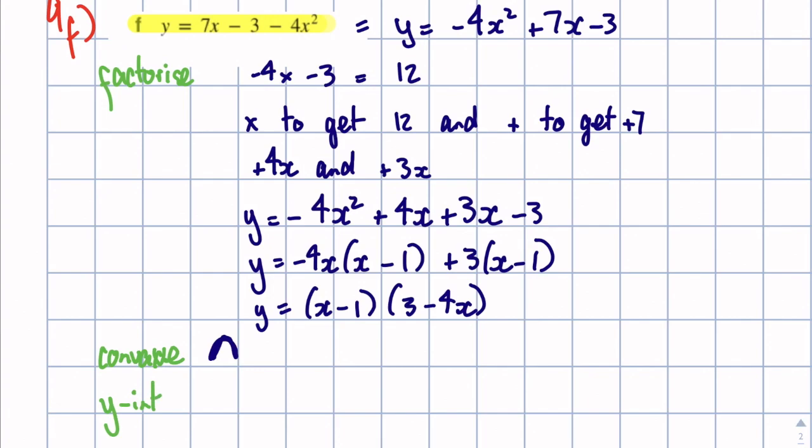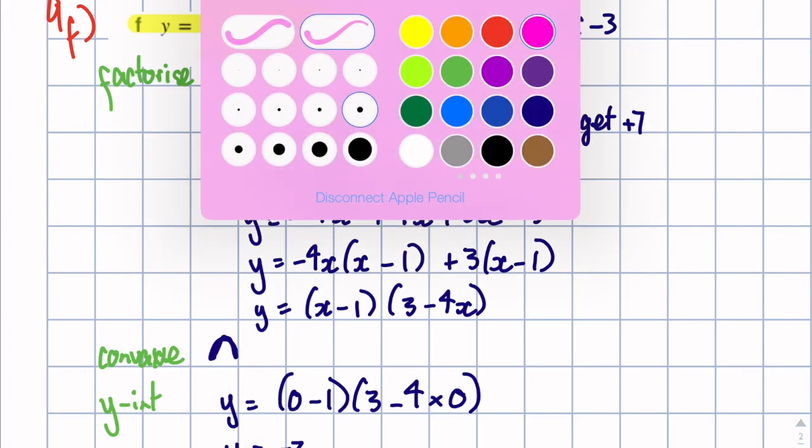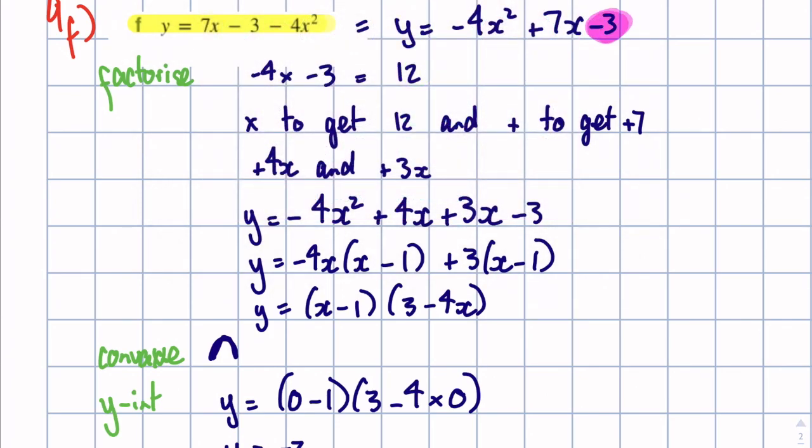Y-intercept. We need to do x equals 0, so we've got y equals 0 take 1, 3 take 4 times 0, which gives me negative 1 times 3, because everything else disappears, which gives me negative 3, which you also could have gotten off the main equation up here. It's the only non-x term. It's the only constant term.